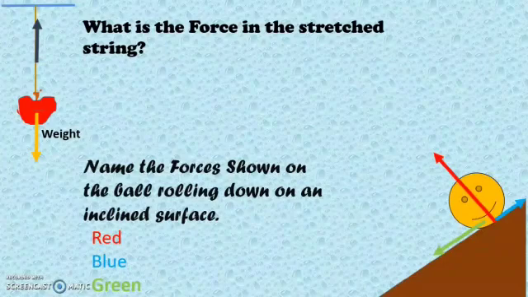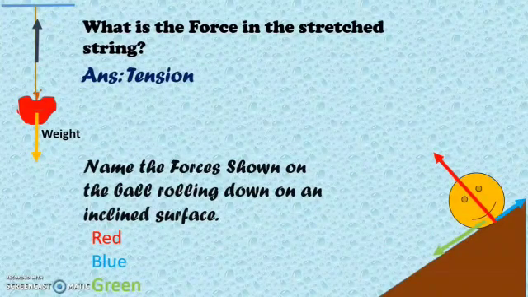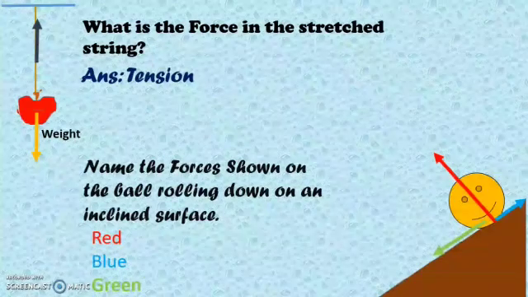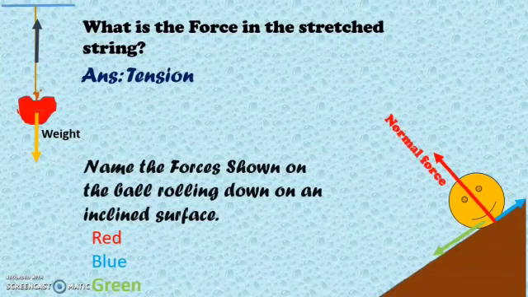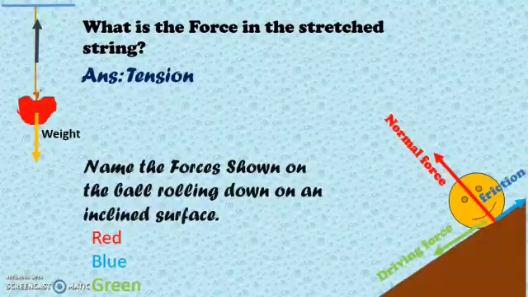Next is, what is the force in the stretched spring? Answer is tension. Name the forces shown on the ball rolling down on an inclined surface. On the extreme right side we have a ball, three forces acting on it. Red arrow shows that normal force acting on it, the blue arrow shows friction, and the green one shows driving force.